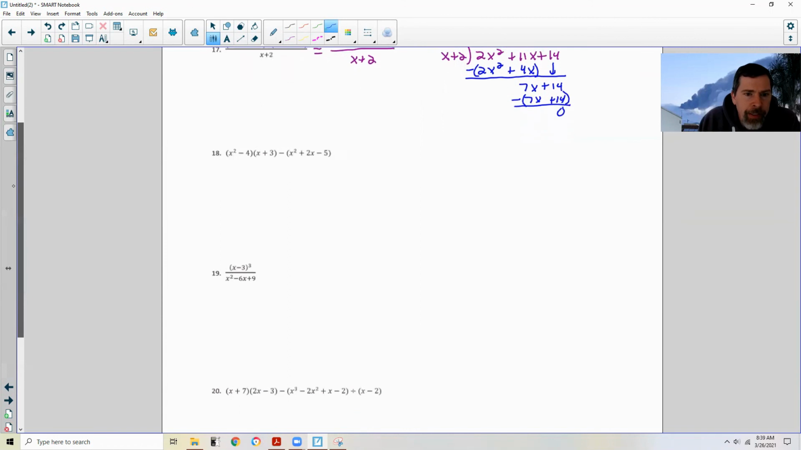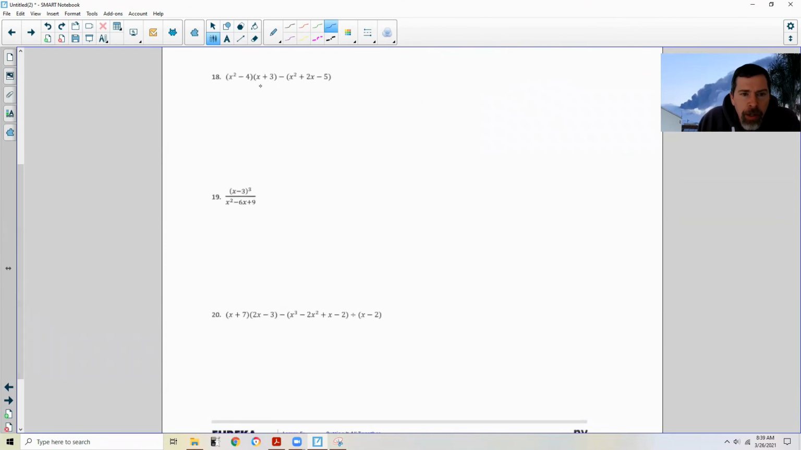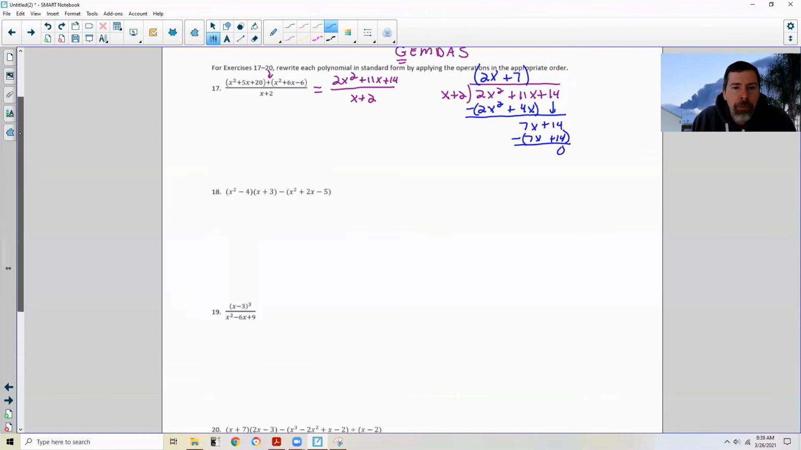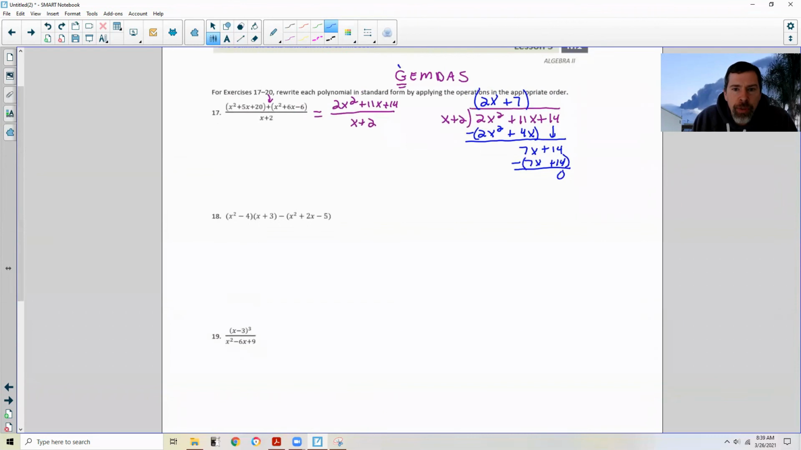Okay, number 18. Again, order of operations, grouping, look inside each parentheses. Is there anything I can do? x squared minus 4, no like terms. x plus 3, no like terms. x squared plus 2x minus 5, no like terms. There's nothing I can do within the parentheses. Next thing is, go back up here. So there was no grouping I could do.